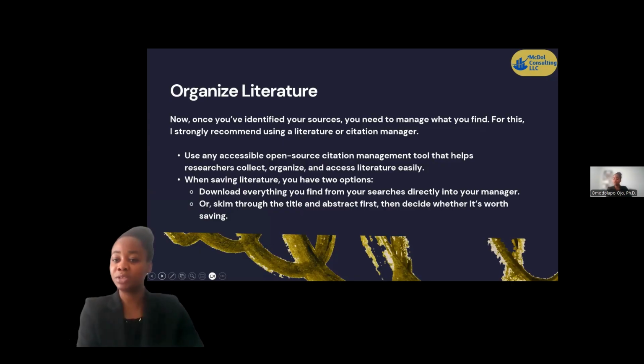Then you go into the literature manager and begin to review one after the other, the title and the abstract, in order to decide which of this literature you are retaining and which you are excluding. So organization is key for a smart researcher.